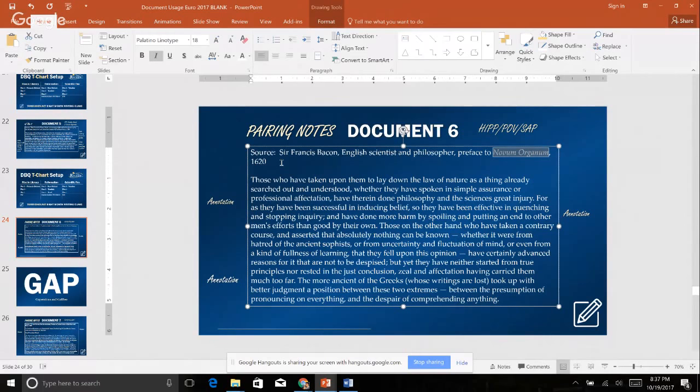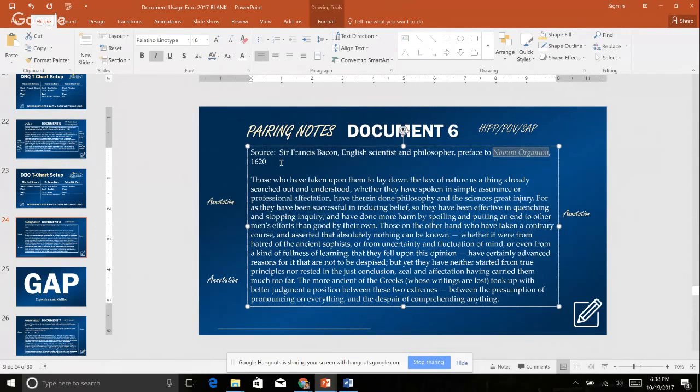Those who have taken upon them to lay down the law of nature as a thing already searched out and understood, whether they have spoken in simple assurance or professional affectation, have therein done philosophy and the sciences great injury.